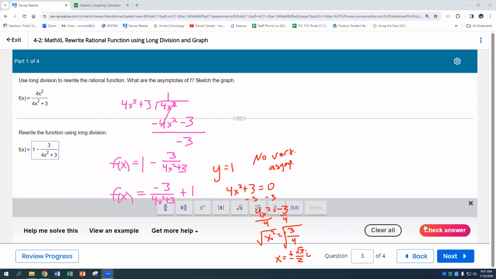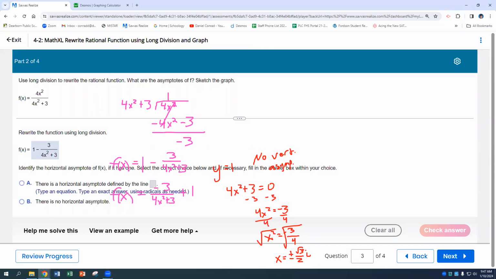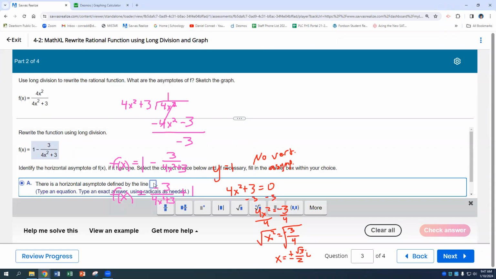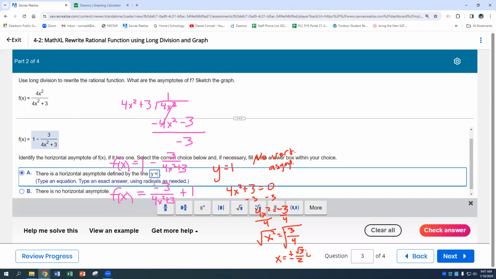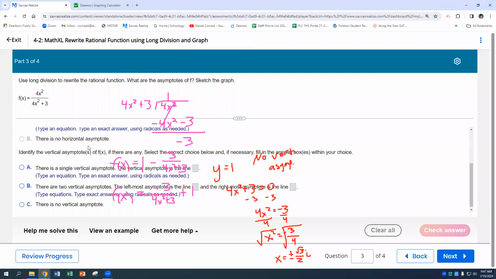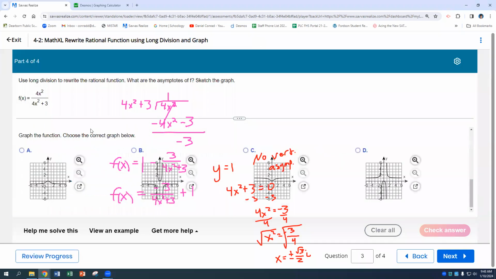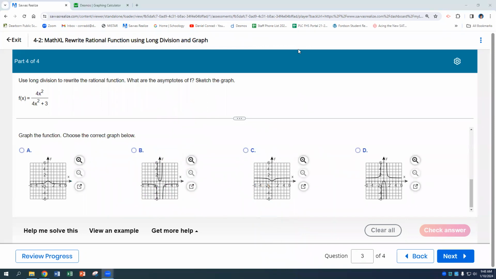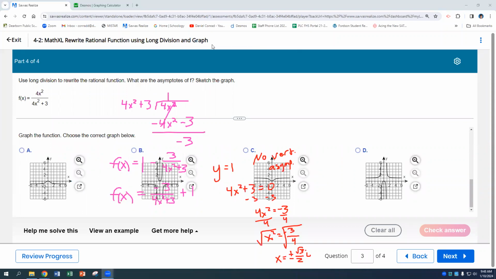All right, so let's check our answer. Wonderful. There's a horizontal asymptote at y equals 1. Okay, and then vertical asymptote. There was no vertical asymptote. There's no value of x that's going to give us a 0 in the denominator. Okay, and then so if we look at our graphs, we had a horizontal asymptote at +1.